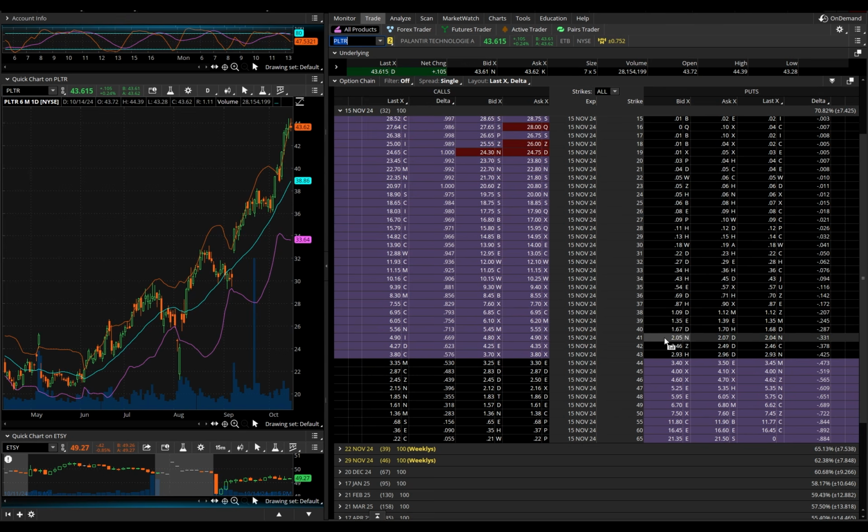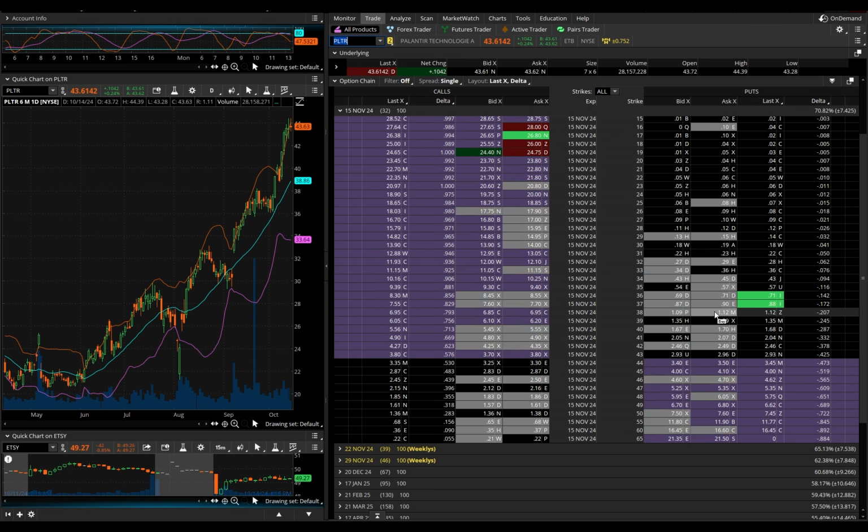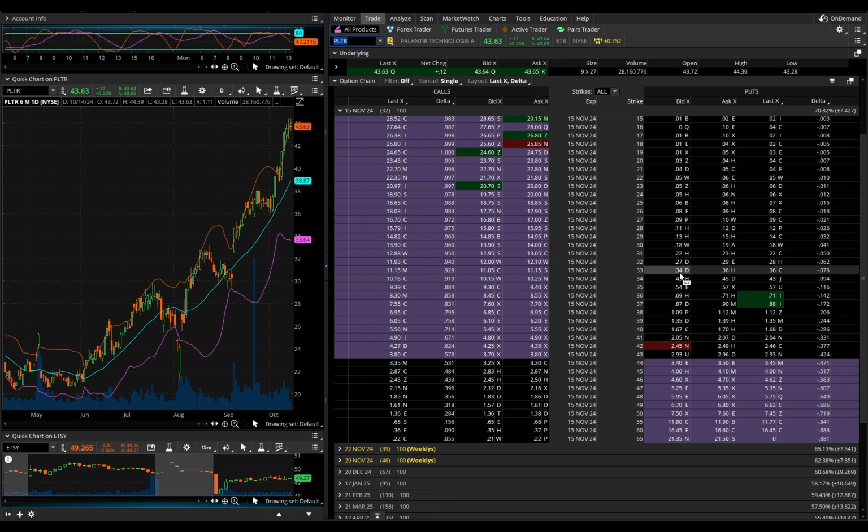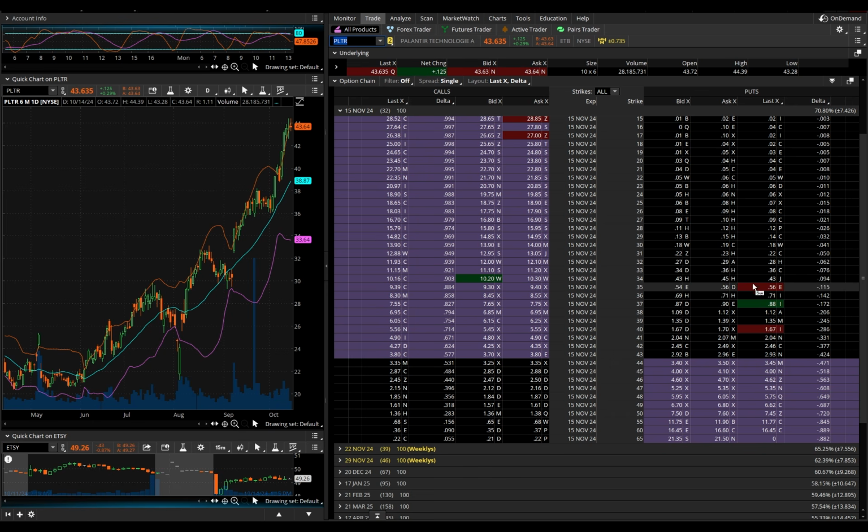All right, so the $38 strike would pay us $109 to $112. It currently has a delta of 0.20. And the $33 strike will pay us anywhere between $34 and $36, and there's a delta of 0.07. And of course, any of the strikes in between those would be great as well.